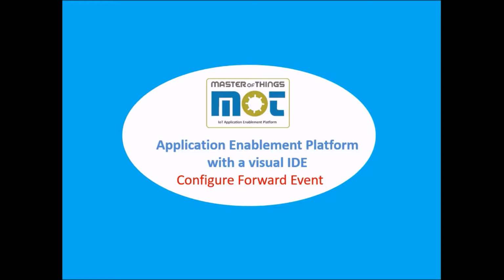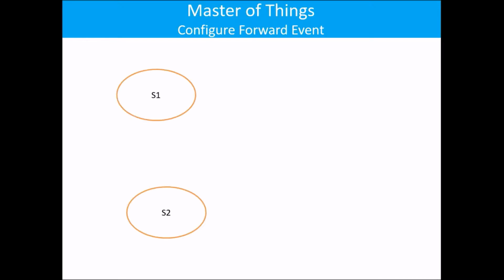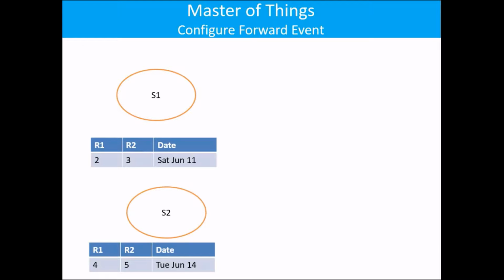Hi, this video will show you how to configure the forward event. Forward event is used when we have a number of sensors that have the same number of readings, the same name and same types, and want to consolidate the data received in each sensor into one sensor.